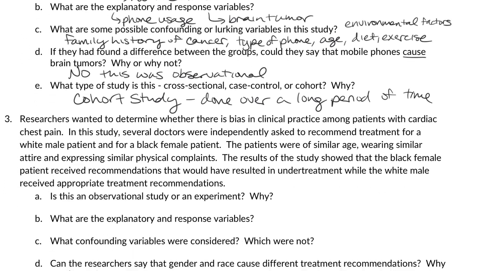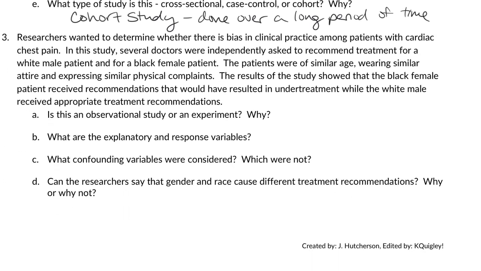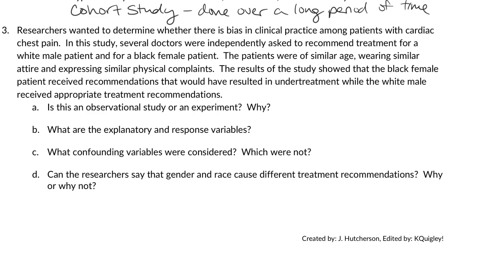Right, last example here. It says researchers wanted to determine whether there is bias in clinical practice among patients with cardiac chest pain. In the study, several doctors were independently asked to recommend treatment for a white male patient and for a black female patient. The patients were of similar age, wearing similar attire, and expressing similar physical complaints. The results of the study showed that the black female patient received recommendations that would have resulted in undertreatment, while the white male received appropriate treatment recommendations. Is this an observational or experimental study?